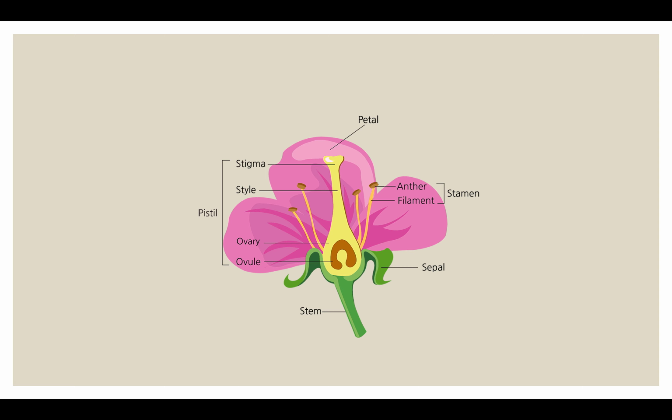Okay, so we can split these parts of a flower into two groups, female and male. The female parts of the flower are the stigma, the ovary, and the style, which is also a part of the stigma. Whereas the male parts are the stamen, the anther, the filament. Okay? Those are very important to know. The petals, stem, and sepals aren't a part of either group.